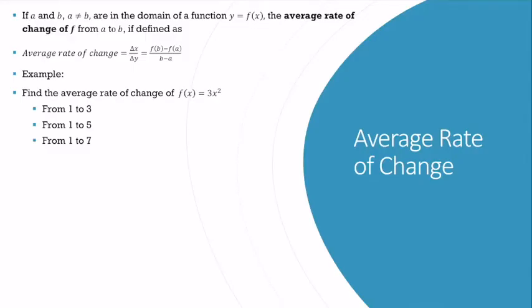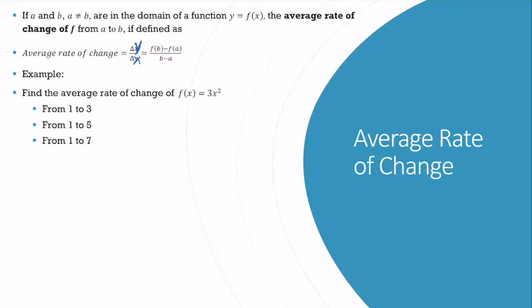The last thing we're going to talk about in this section is rate of change. So if y equals f of x, the average rate of change from a to b is going to be the difference in y over the difference in x. Okay, let's say that again. The difference in y over the difference in x.